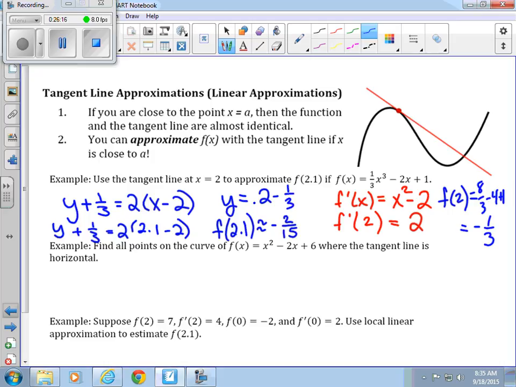So 1/3, 2.1 cubed minus 2 times 2.1 plus 1. Do you agree you really want a calculator to type that in? To do the cube of 2.1? But the other one, even though it did have some tedious fractions in it, was doable by hand. What do we get? Let me type that in.